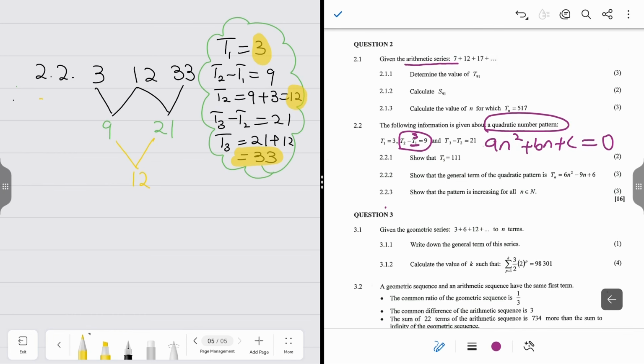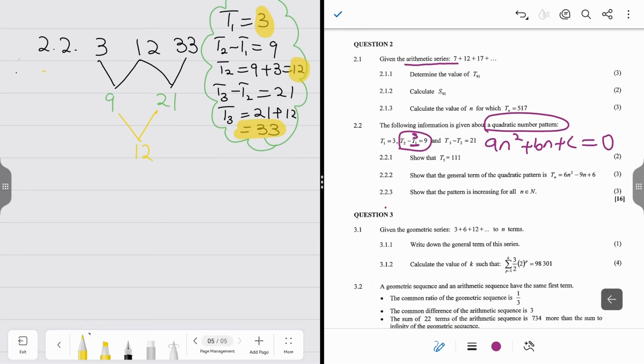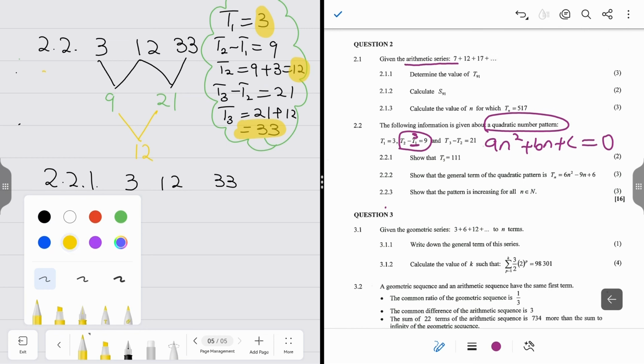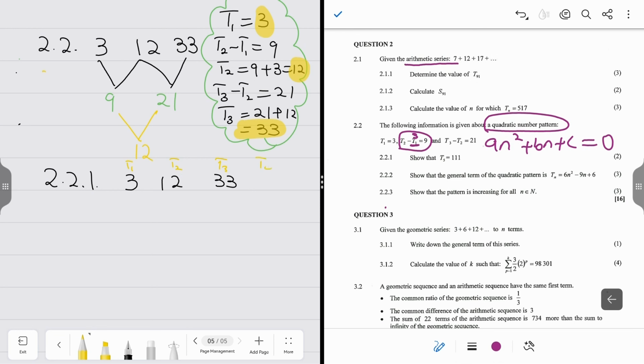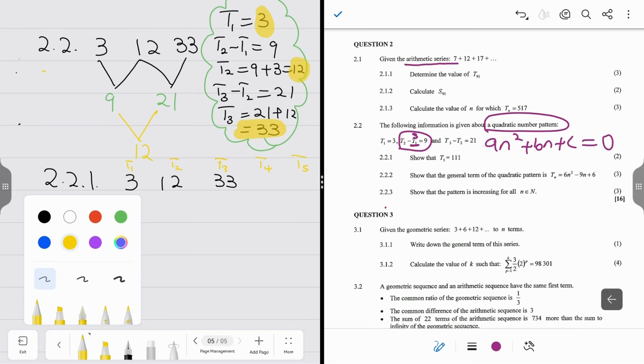But I haven't yet looked at any question. Literally, what I have done is just to analyze the first part of the terms. Now I go to the questions. Let's do 2.2.1. What do they want? To show that T5 equals 111. I can use the idea I have here, which is 3, 12, and 33. Remember, this is my T1, that is my T2, and that is my T3. So I can find T4, and I'm looking for T5. So maybe that is how we're going to put it down.